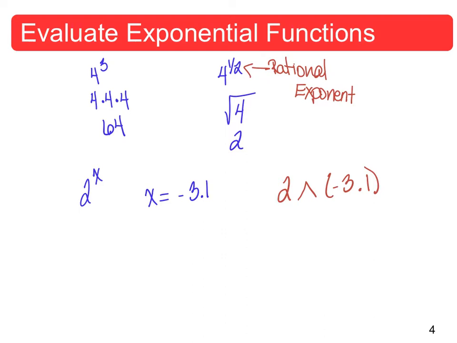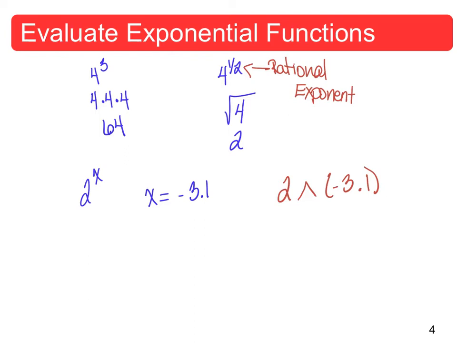Now, if you don't have this caret top button, you should have a button that might be a to the x, or it could be y to the x. That's what that button will be like on a scientific calculator. If you had either one of those, you would push that button instead of the caret top. Now, when we get our answer here, we are going to get an answer that has to be rounded.